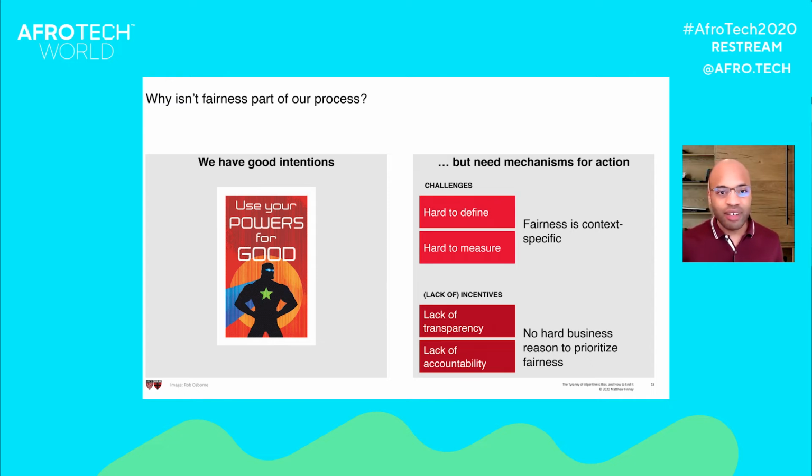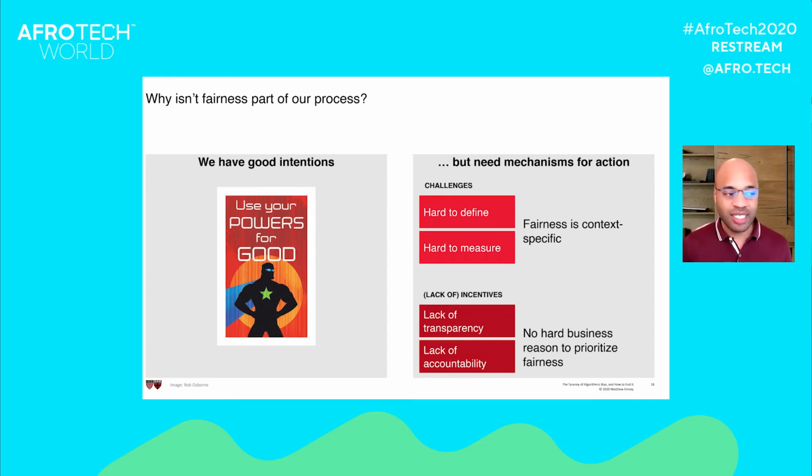So why isn't fairness part of our process here? It's because, well, as data scientists and statisticians and researchers, we have good intentions. We lack those mechanisms for action. We lack things in our process that force us to consider hard questions. It would be really easy to say that we have biased algorithms because there are biased individuals who want to encode their bias in the algorithms. And while I can't rule that out completely, let me tell you that 99% of the time that is not the case, right?